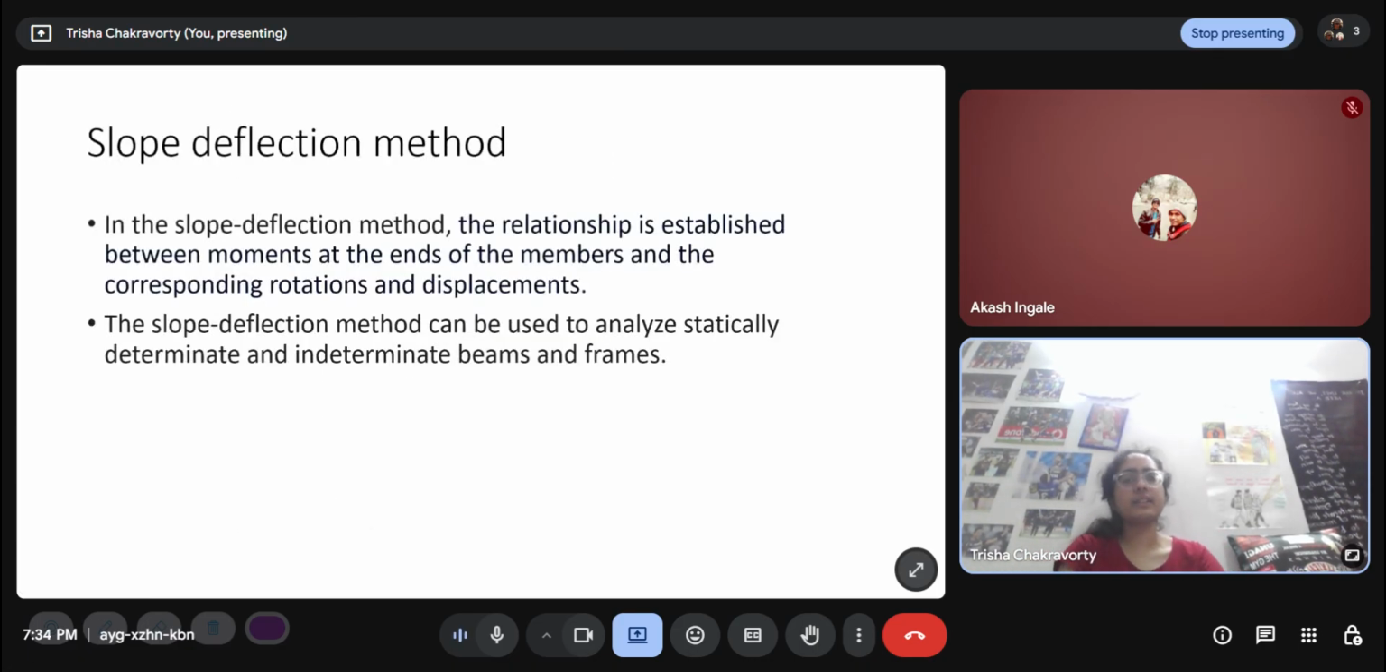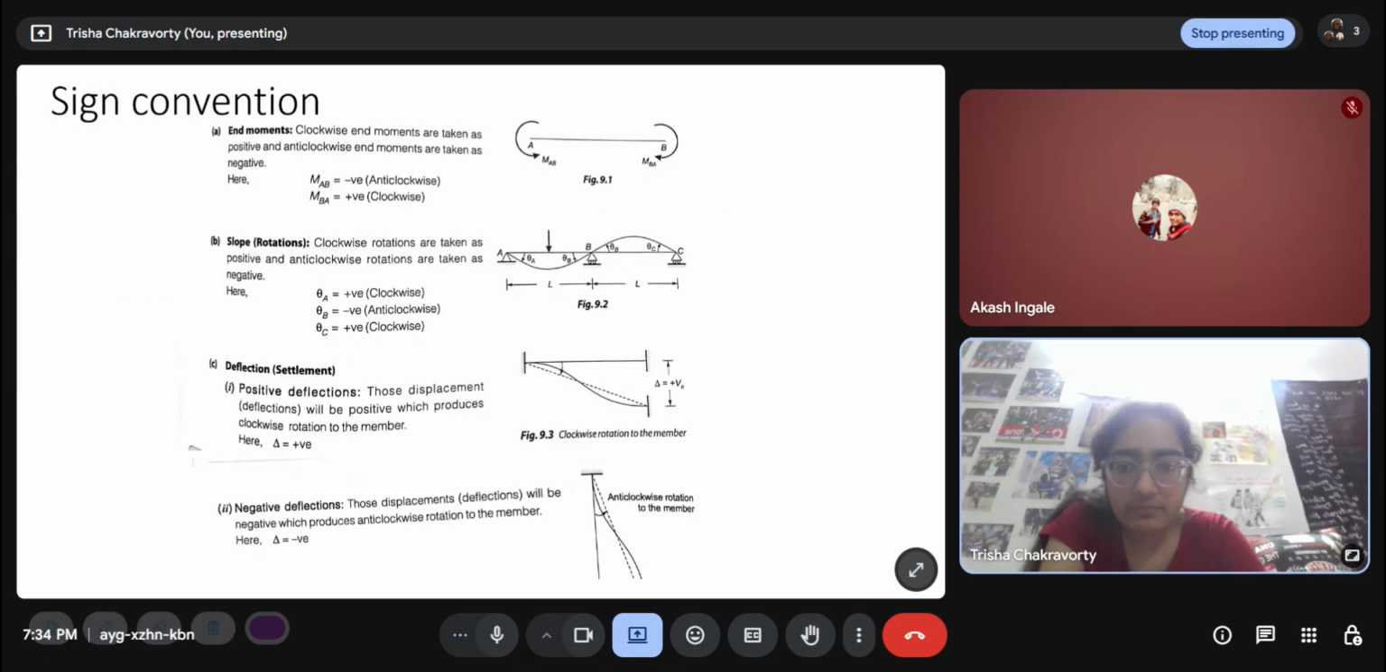In the slope deflection method, the relationship is established between moments at the end of the members and the corresponding rotation and displacements. The slope deflection method can be used to analyze statically determinate and indeterminate beams and frames, but we generally don't use it to analyze determinate structures because it will just unnecessarily complicate the problem, because it is quite an elaborate process. Now, the sign convention, we start with that.